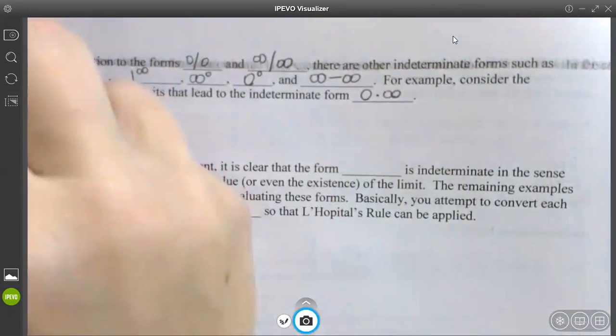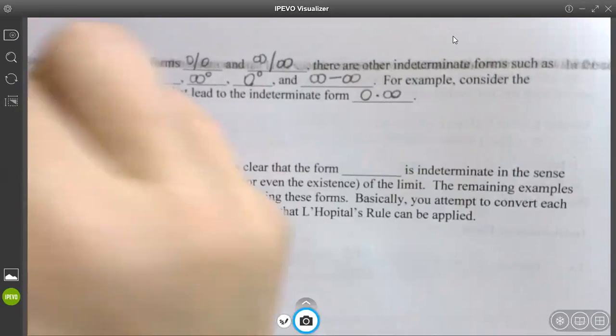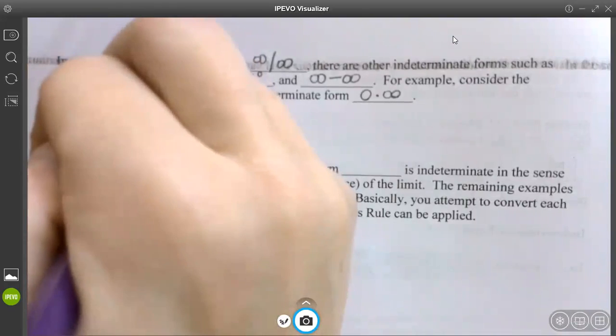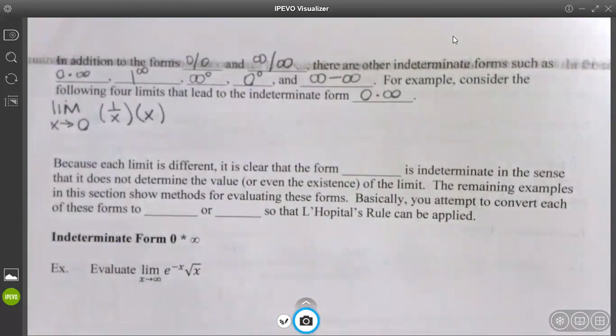So the limit as x approaches 0 of 1 over x times x.